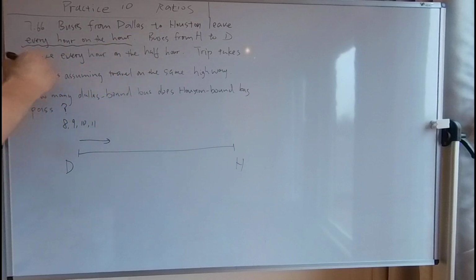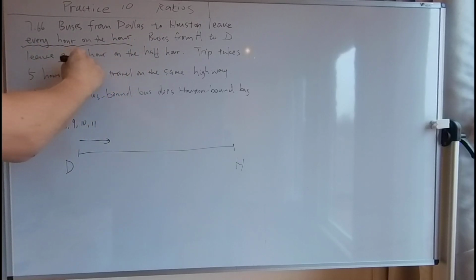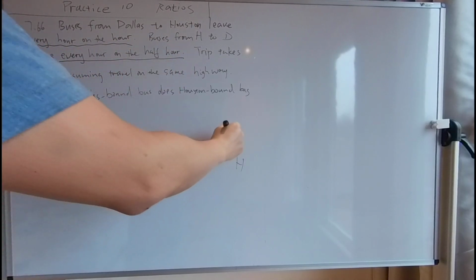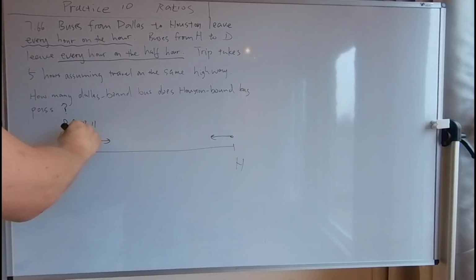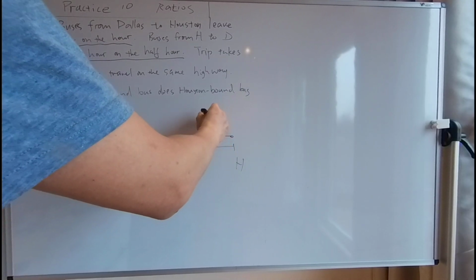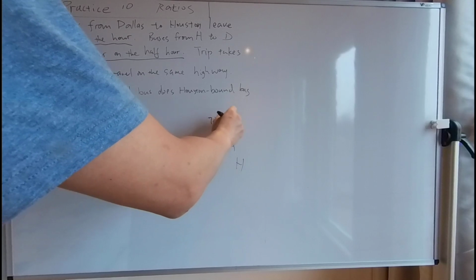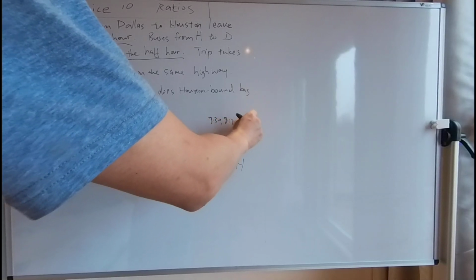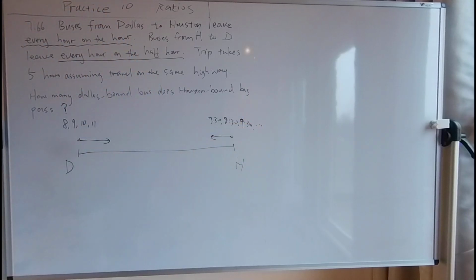And then buses from Houston to Dallas also leave every hour, but on the half hours. So basically, these buses travel Houston bound. For example, they leave at 7:30, 8:30, 9:30, and so on. Okay, and assume that they are traveling on the same highway at the same speed. So every single bus spends 5 hours to complete the trip either way. So it's a 5 hour trip.